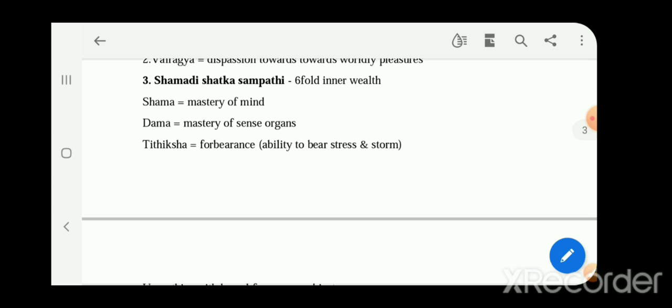And the next one is Titiksha. Titiksha means forbearance. We should be able to bear it if we get any trouble or any tough situation. We should be able to come through that trouble, proceed further, and succeed in our life. That capability, that willpower, that forbearance one should gain. That is called Titiksha.